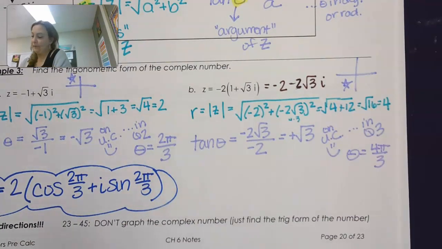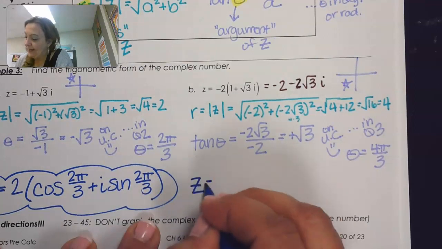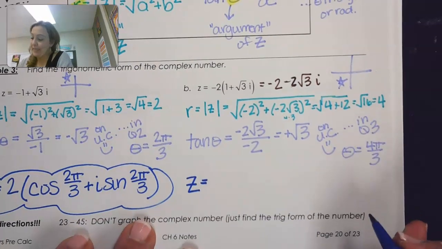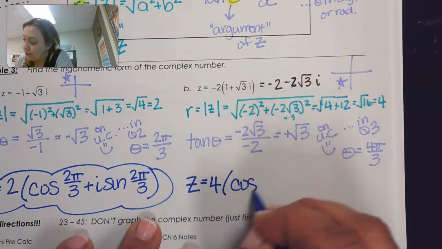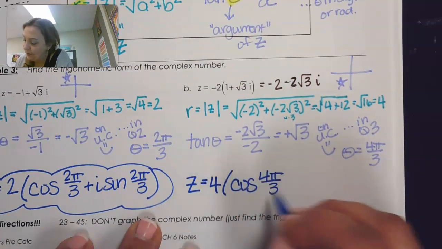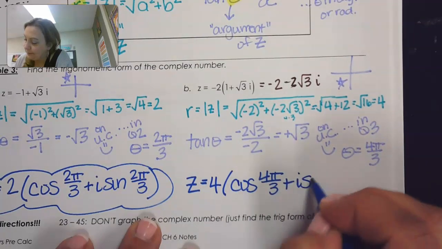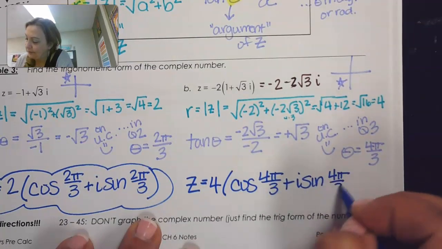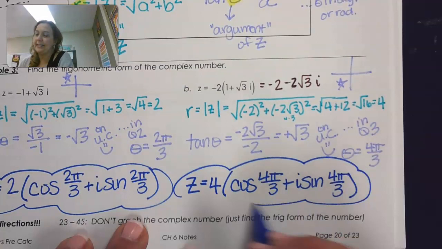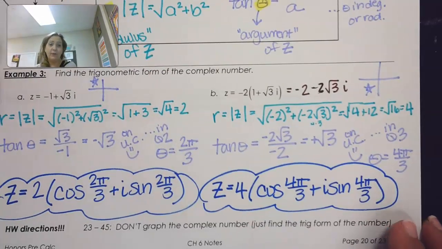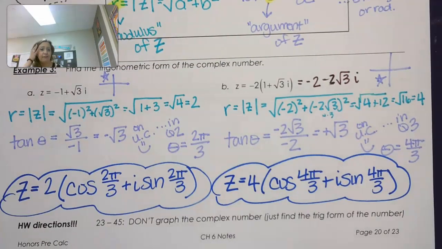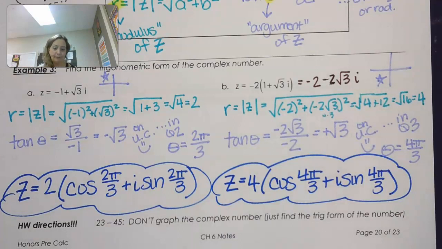Okay. So when I write my complex number in trigonometric form, I have 4, and then I'm going to take the cosine of 4π/3 plus i times the sine of 4π/3. And that's it. So that's really the secret there: we just use the complex number to find r, we find theta, and then we put it in that form. And that's our polar form or our trigonometric form.